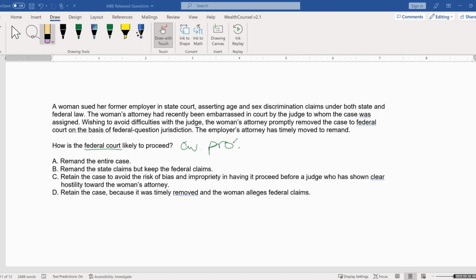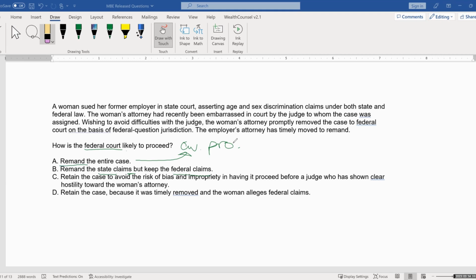Going through the answer choices, answer choice A says remand the entire case. So we're looking at remand as a subtopic that they could possibly be testing you on. That is a confirmation that you are looking at civil procedure as a subject matter. Then the answer choice B says, again, remand. That's another hint that it is a civil procedure question. Remand the state claims, but keep the federal claims. So we've got state claims and federal claims. Then answer choice C says, retain the case to avoid the risk of bias and impropriety in having it proceed before a judge who has shown clear hostility toward the woman's attorney.